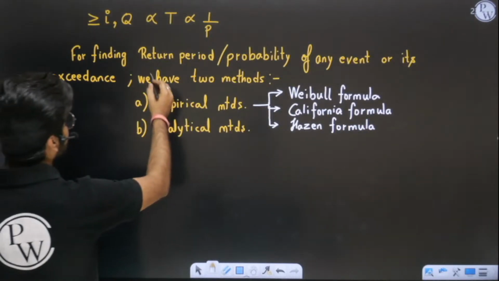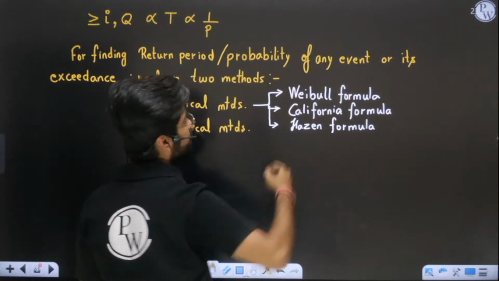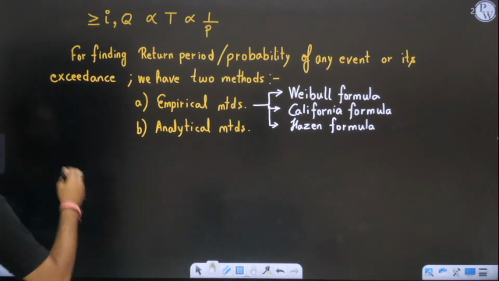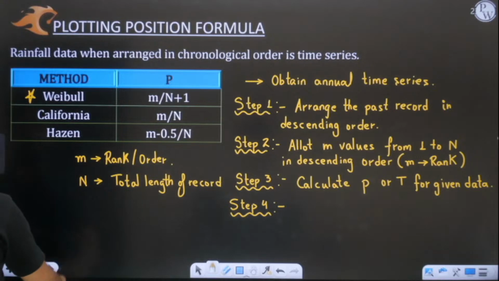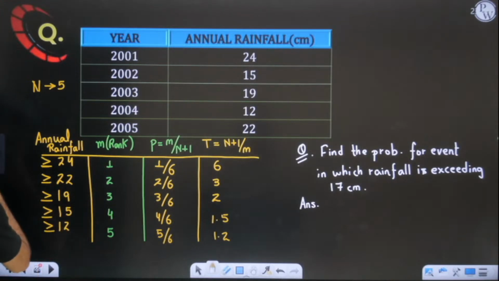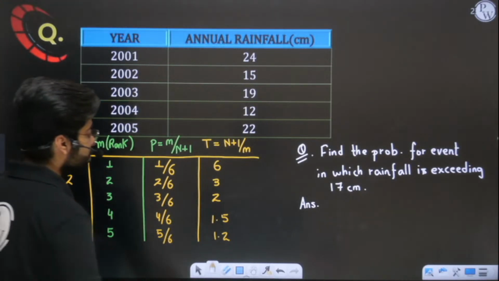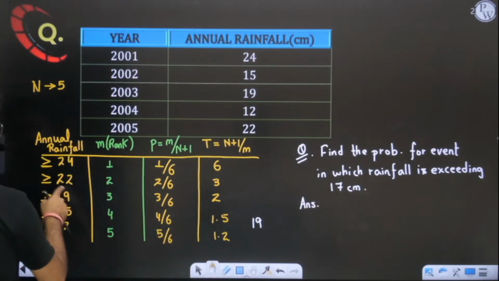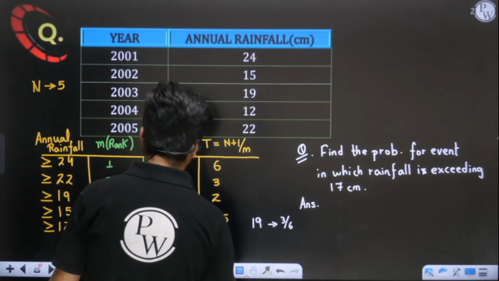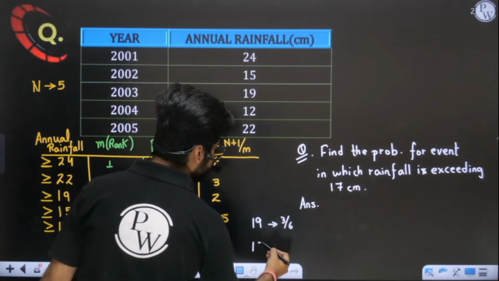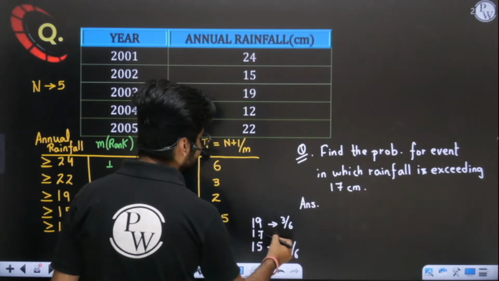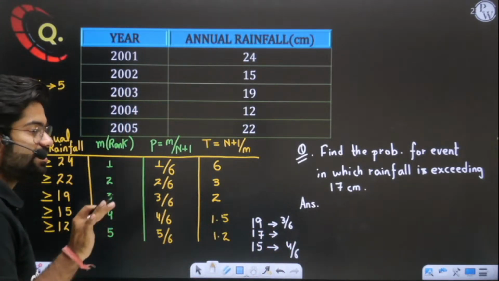Today we have discussed that we are interested in finding the return period or probability of any event, be it in the given data or let it be not there. So how will I find it? Sir, obviously I will use the formula. Now see, 17 is lying between 19 and 15. Yes or no? You can see that exceeding this 19 centimeter value has a probability of 3 by 6. And this 15 has a probability of 4 by 6. And you know that 17 is lying exactly in between them.